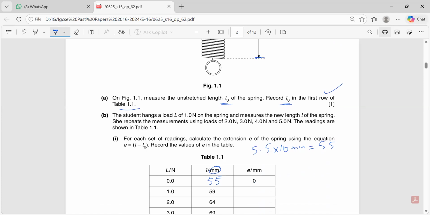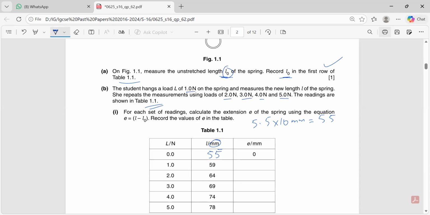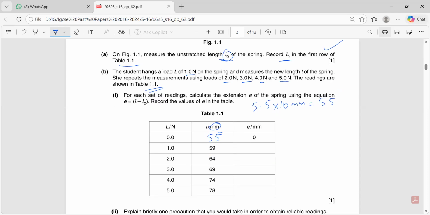Now the student hangs a load of 1 Newton. See, this one is the original length, L0, of the spring. The student hangs a load of 1 Newton on the spring and measures the new length of the spring. She repeats the measurements by using the loads of 2, 3, 4, and 5 Newton. The readings are shown in the table 1.1. So all the readings are shown. Now, she is going to investigate the stretching of the spring.